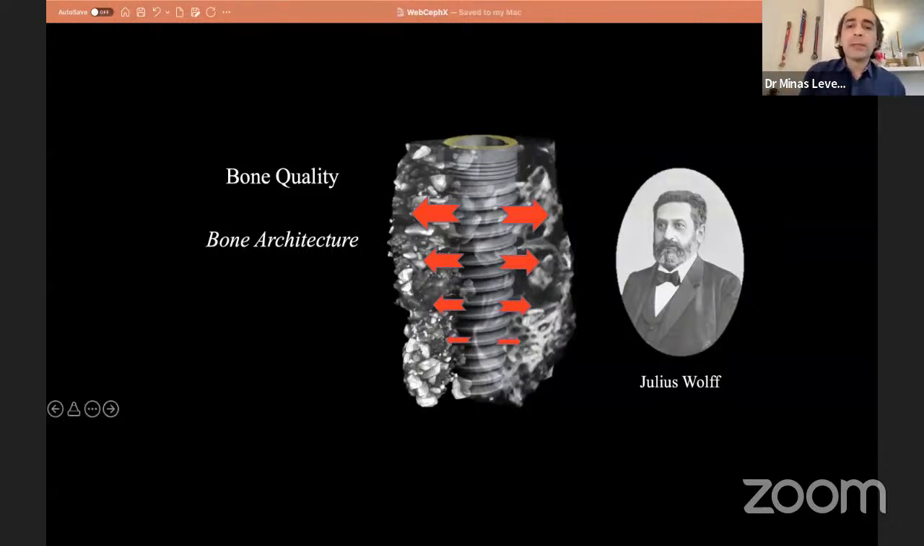The message is that if we use synthetics which are resorbable, most of the times, if the healing goes well, we will get high quality bone that looks like normal trabecular bone.